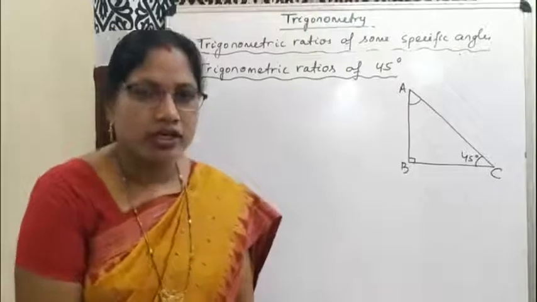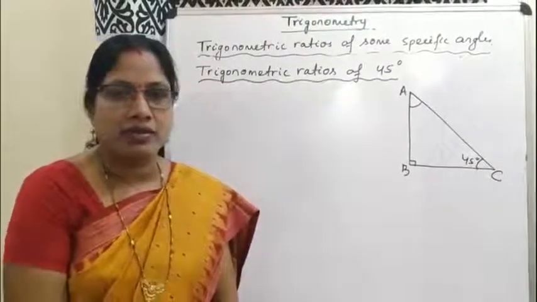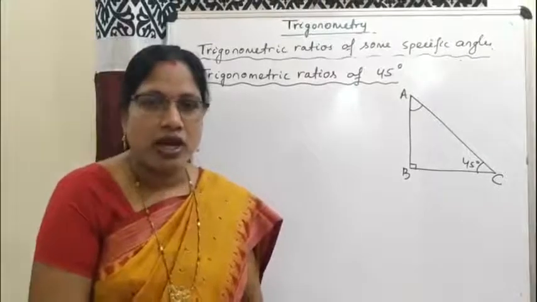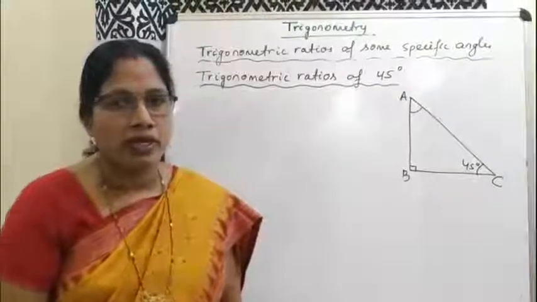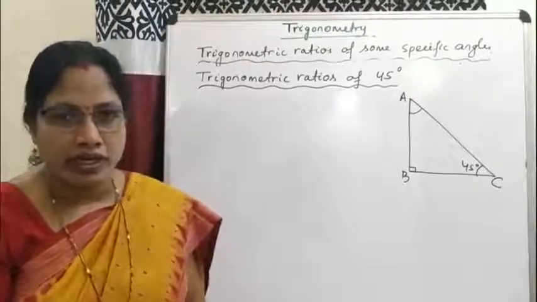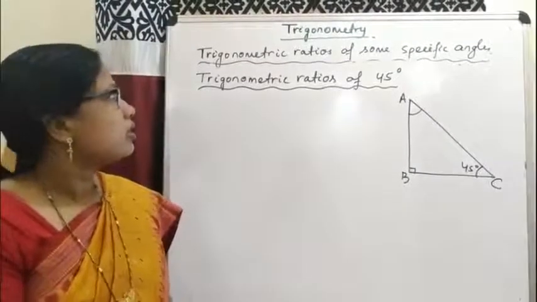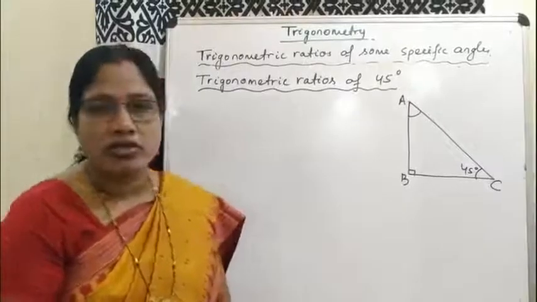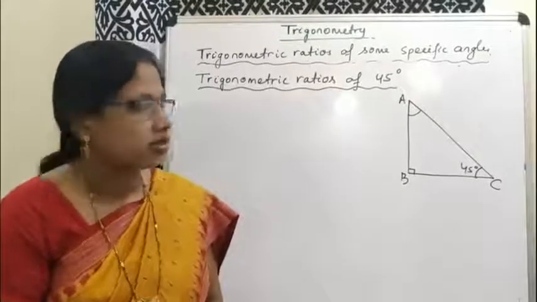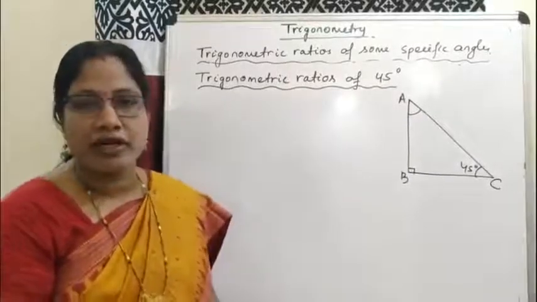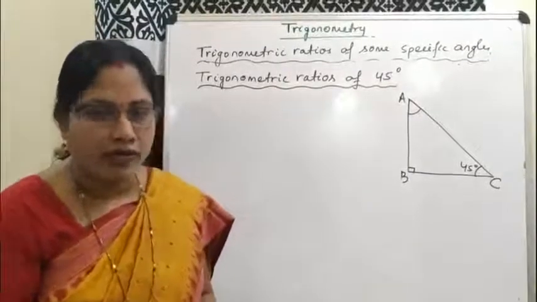Dear students, in our previous classes of chapter trigonometry, we have discussed trigonometric ratios and also solved some examples based on trigonometric ratios. So in this class, let us discuss the trigonometric ratios of some specific angles. First, for 45 degree, what are the different trigonometric ratios of 45 degree?